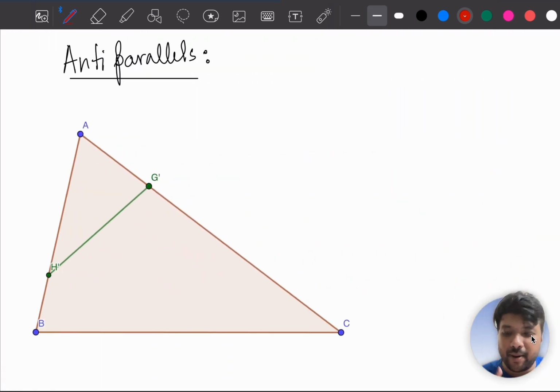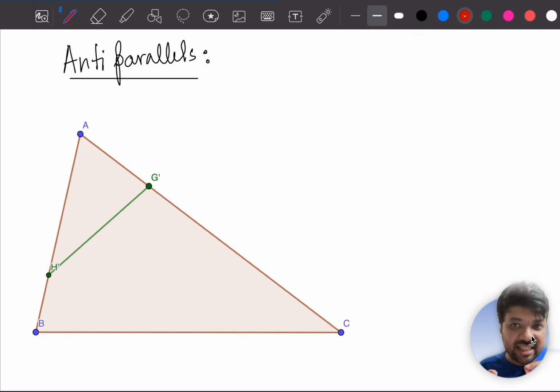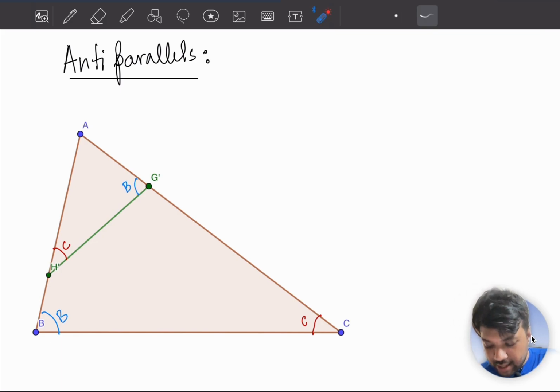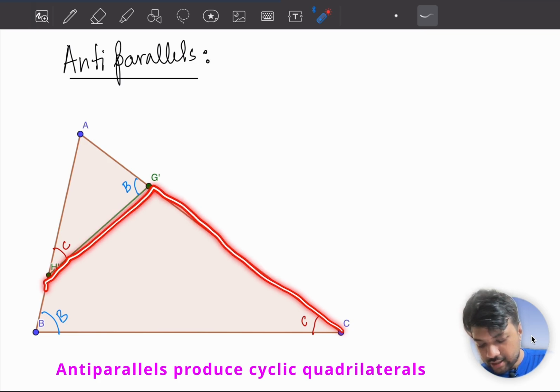So we should know what antiparallels are. Here's a definition of an antiparallel. An antiparallel is a segment, as you can see, G' H' in this drawing, intercepted by the triangle with the property that this angle here is equal to this angle here. So in other words, if we call this angle C, that would immediately mean that if we call this angle B, then this angle would become B. Now another way to say that is, notice that since here the exterior angle is equal to the interior opposite angle, this would mean that this quadrilateral is cyclic.